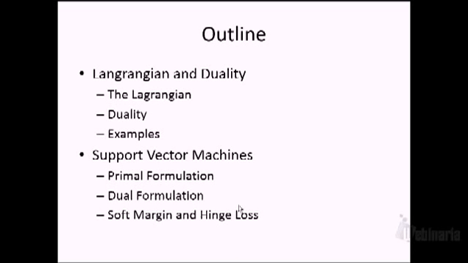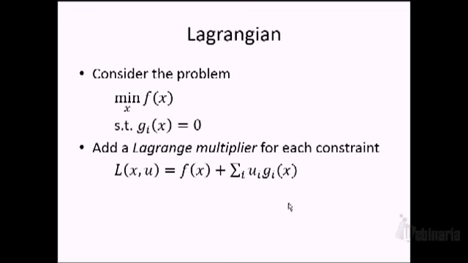So we will go through primal and dual formulations of the hard margin support vector machine. Then we will see the soft margin version and its relation to the hinge loss. So let's get started. The Lagrangian.